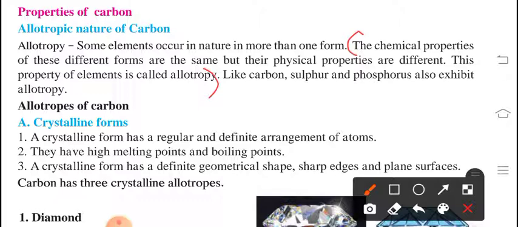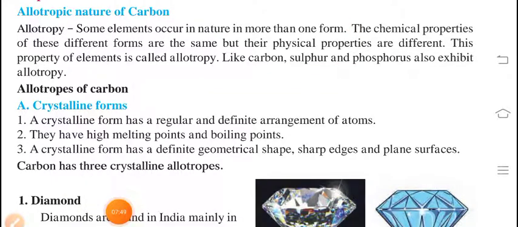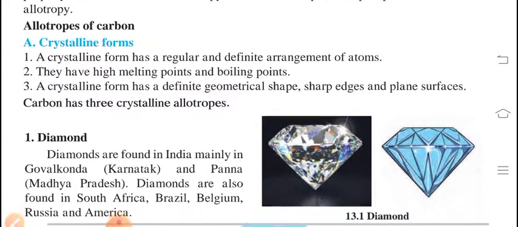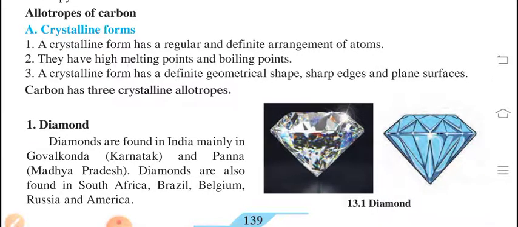Like carbon, sulfur and phosphorus also exhibit allotropy. Allotropy comes with carbon, sulfur and phosphorus. They exhibit allotropy. Now we are going to discuss the allotropes of carbon. First of all, in the allotropes of carbon, we are going to discuss its crystalline form.